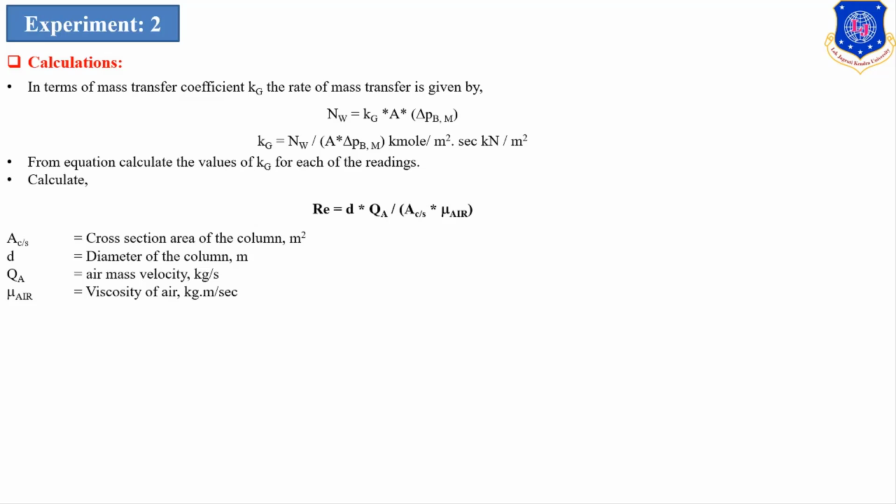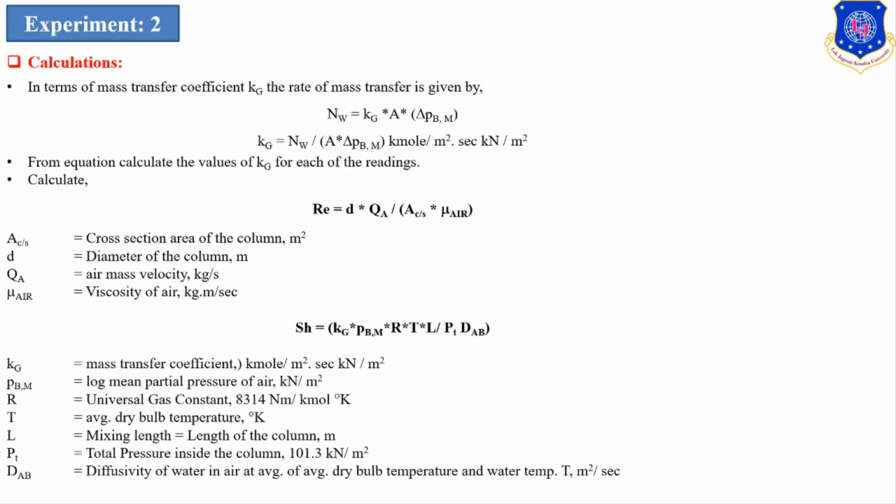Then we can calculate the Reynolds number, Re, which is equal to D into QA upon ACS into mu of air. Now ACS means the cross sectional area of the column in meter square, that we have calculated. Then D is the diameter of the column in meter, QA will be the air mass velocity in kg per second, and mu air will be the viscosity of air in kg per meter second. Then we can find out the Sherwood number, that is SH equal to kg into PBM into RTL upon PT DAB.